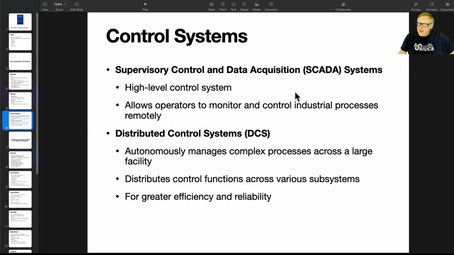And you have SCADA systems, which are the higher level control systems above the PLCs, programmable logic controllers. This allows the operator to monitor and control the processes remotely. And some people use distributed control systems that manage processes across a large facility, distributing control functions across various subsystems.